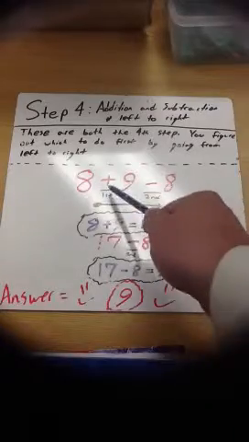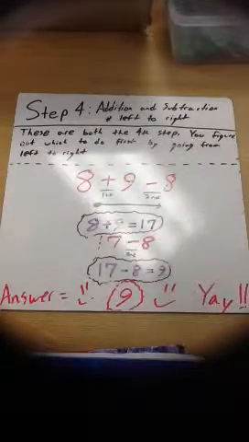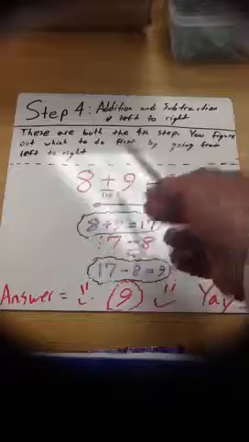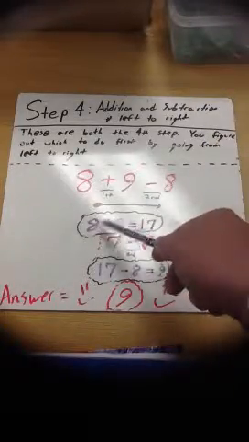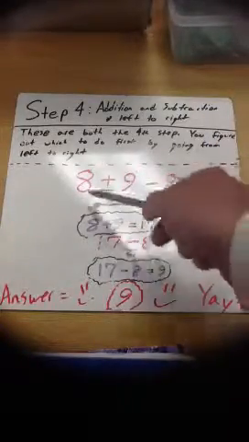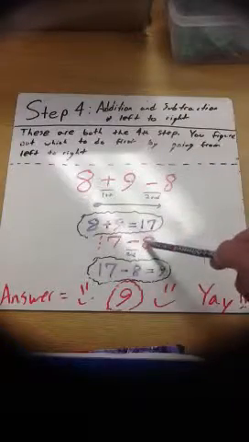Go from left to the right. You can see I do this addition before subtraction. Just works out this way. If subtraction was first, you would do subtraction first. 8 plus 9 is 17, so I simplify the problem to now be 17 minus 8.